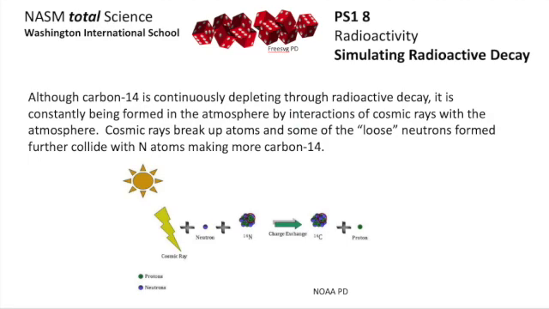And carbon-14 is really staying pretty constant for the living things to maintain their proportion, and that is because of interactions of cosmic rays with the atmosphere, and they're going to break up atoms, and some of the loose neutrons collide with nitrogen atoms, making more carbon-14.